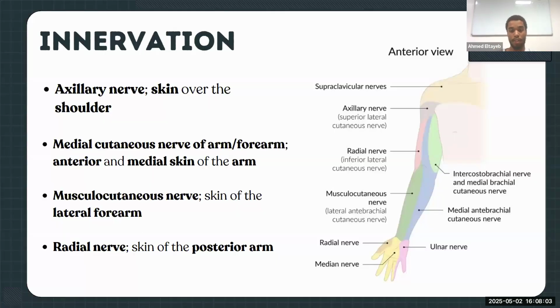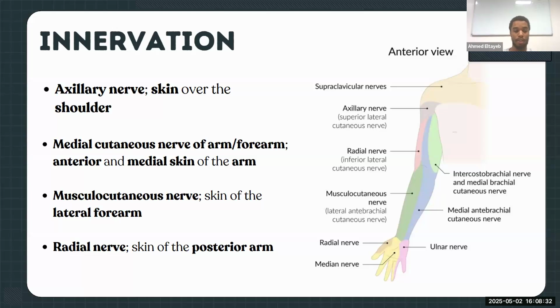Okay, innervation. Innervation is quite simple. So the axillary nerve, we said the axillary nerve is responsible for innervating the deltoid and the teres minor. And so you'd expect the axillary nerve to provide sensation to the skin over the shoulder. Now we have the medial cutaneous nerve of the arm or forearm. As the name implies, it supplies the medial surface of the arm, but also the anterior surface.